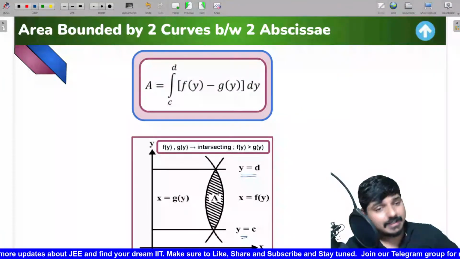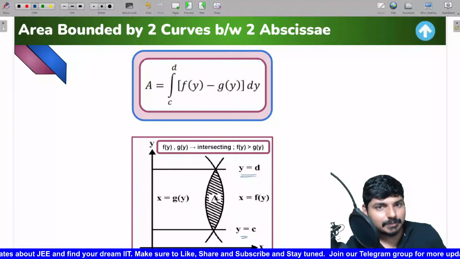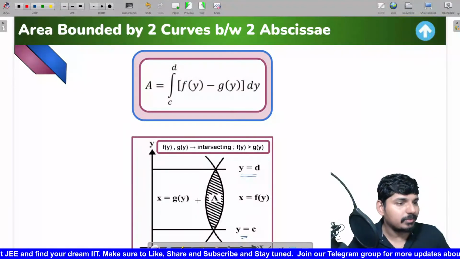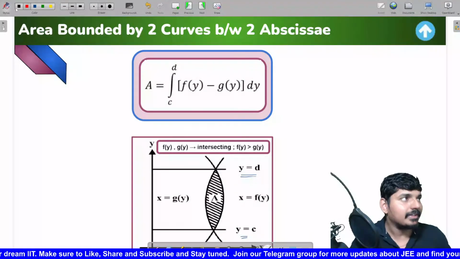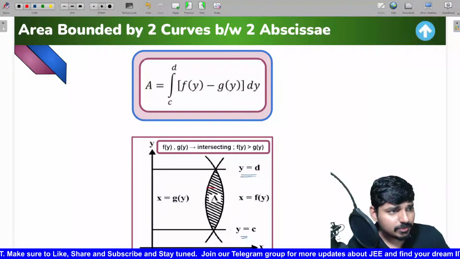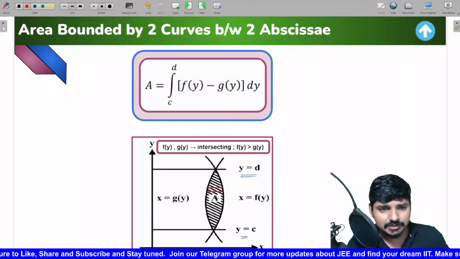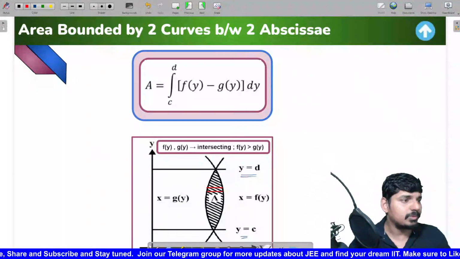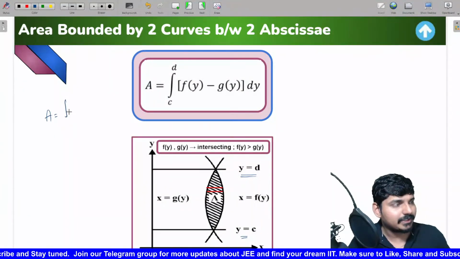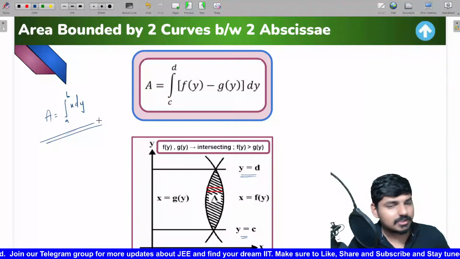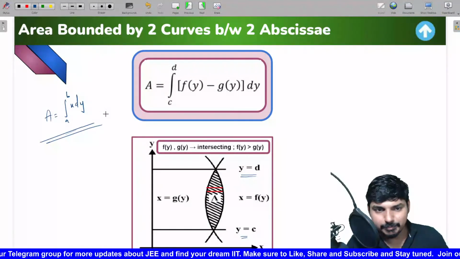Here also you can apply a similar logic. In this case, you are going to use a horizontal strip, right? To find this area, you take a horizontal strip. For a horizontal strip, you do know that the area equation is going to be of this type, integration from a to b of x into dy. The area equation is going to be of this particular type, right?